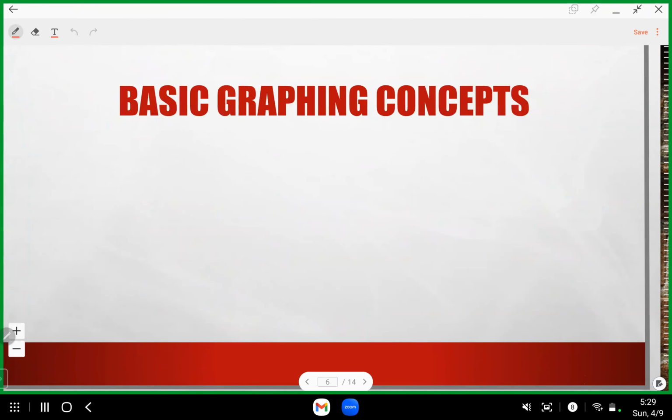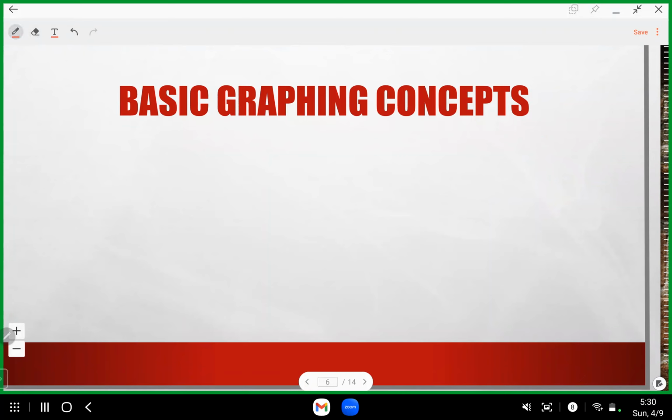Okay, so now let's move on to basic graphing concepts. I'm sure you guys already know what a function is, so I don't really need to explain that much about that stuff. Remember, for a function, no x can correspond to two y's, because then it's going to violate the vertical line test, which means it's not a function.